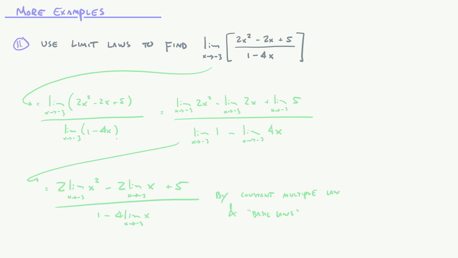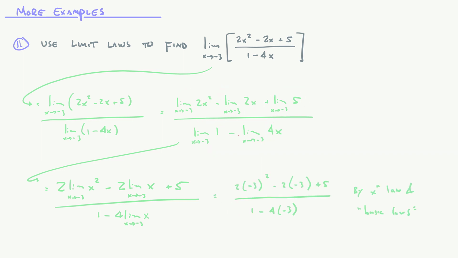Okay, from here, we could use some constant multiple laws and some basic laws. The basic laws are happening here. There's a basic law that says the limit as x approaches a of some constant is just equal to that constant because x is not affecting it at all. So this limit just became 5, this limit just became 1, and then I used the constant multiple law to bring out this 2 here, this 2 here, and this 4 here.